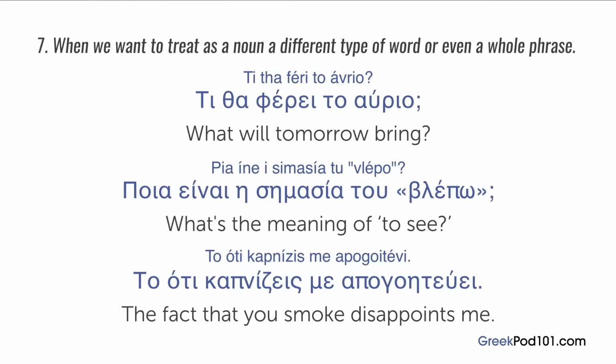Number 7. When we want to treat as a noun a different type of word or even a whole phrase. In that case, we use the neuter article. For example, τι θα φέρει το αύριο? What will tomorrow bring? Ποια είναι η σημασία του βλέπω? What's the meaning of to see? And το ότι καπνίζεις με απογοητεύει. The fact that you smoke disappoints me.